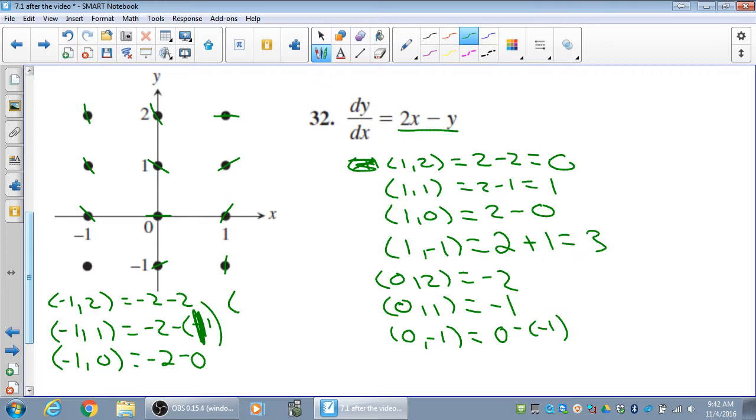And then finally, we get to the last one. (Negative 1, negative 1). That's negative 2 plus 1, that's negative 1, right? Like that. There we go. And we could probably come up with some sort of curve. We could follow the curves.